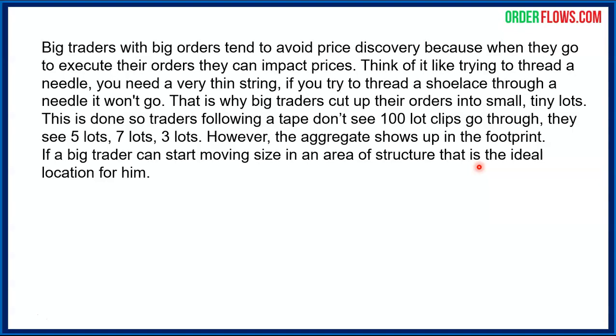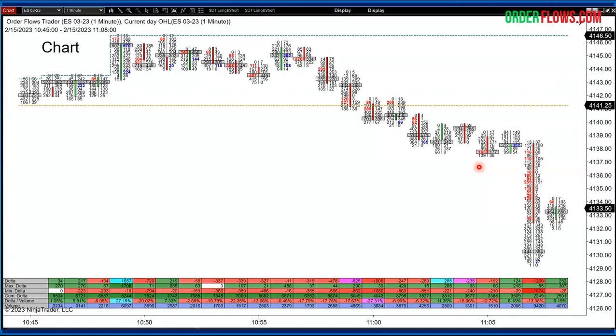Nowadays it seems mostly 1 lots, but with order flow, that aggregate volume shows up in the footprint. So remember, if a big trader can start moving size in an area of structure, that's the ideal location for him. If we're up here near the high of the day, that's a structural point. He could move some size in here without moving the market. That's the ideal location for them.